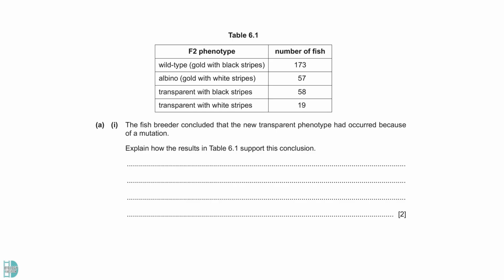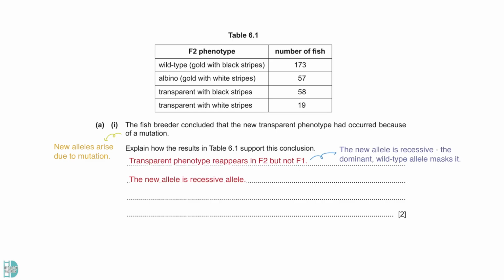A1 wants you to explain why the fish breeder concluded that the new transparent phenotype had occurred because of a mutation. An important concept is that all new alleles arise due to mutation. Since the transparent phenotype is not found in F1 but reappears in F2, it shows that the new allele is recessive. The dominant wild-type allele masks it, so it was not shown in the F1 generation. It is inherited, or passed down from one generation to another. It is not a phenotype that is caused by environmental factors.